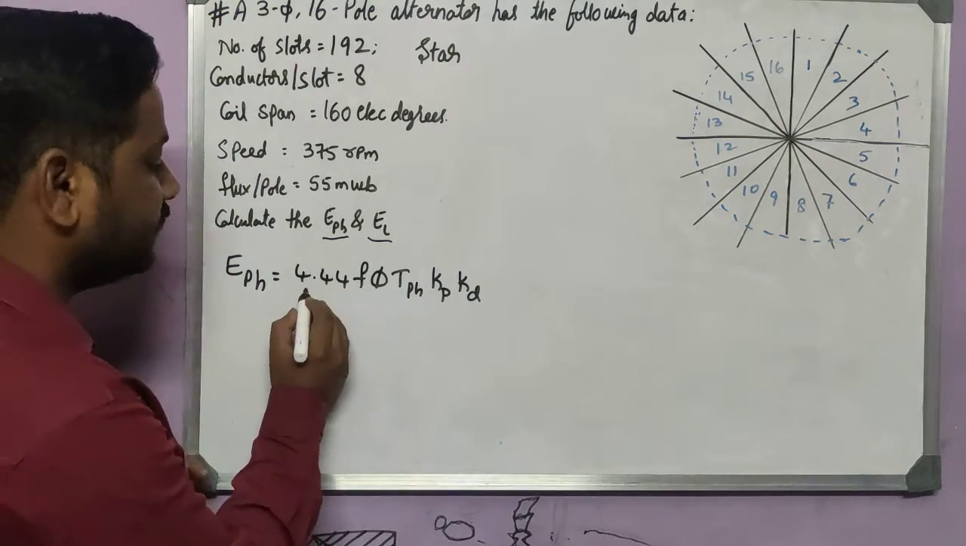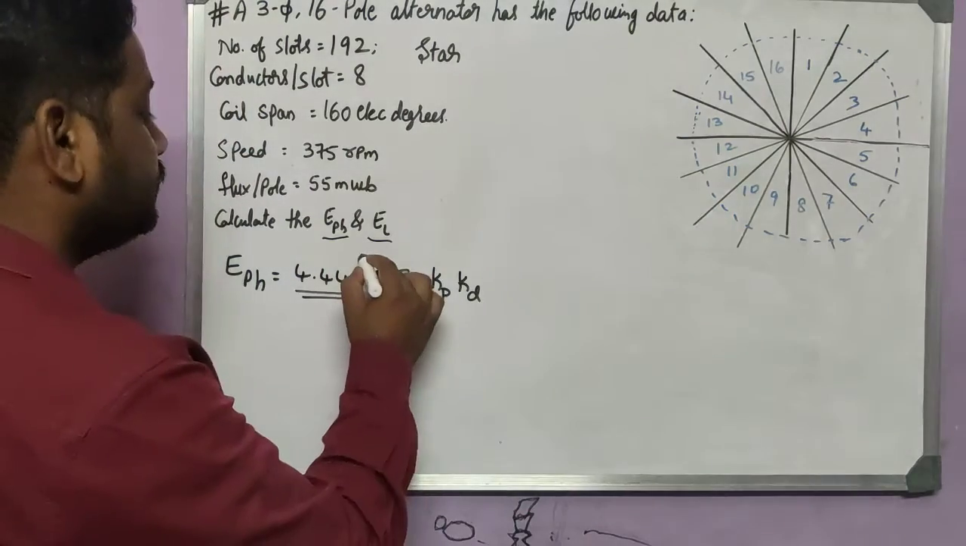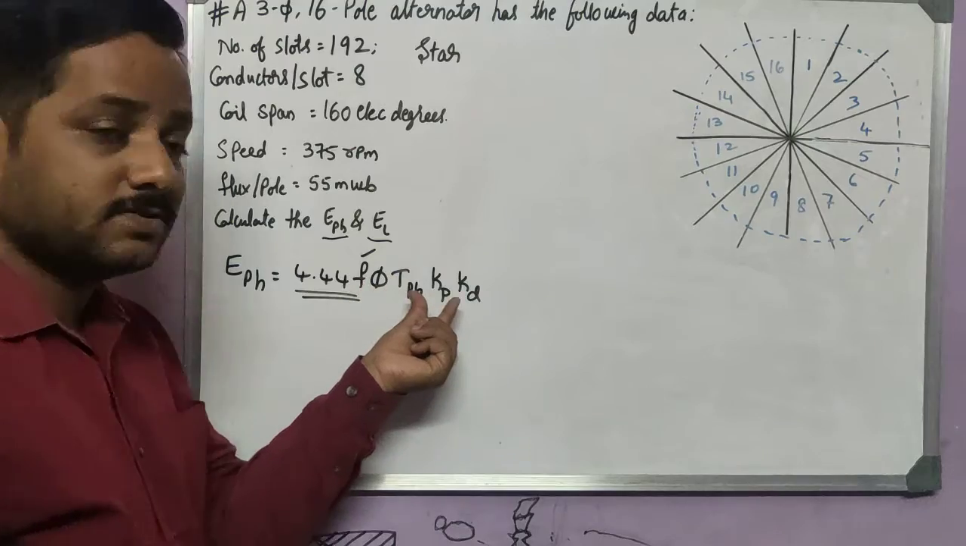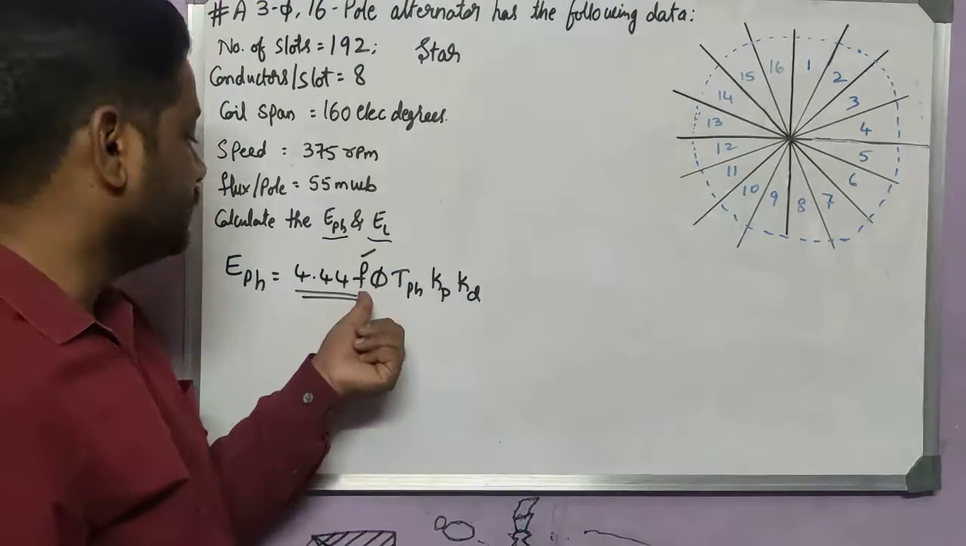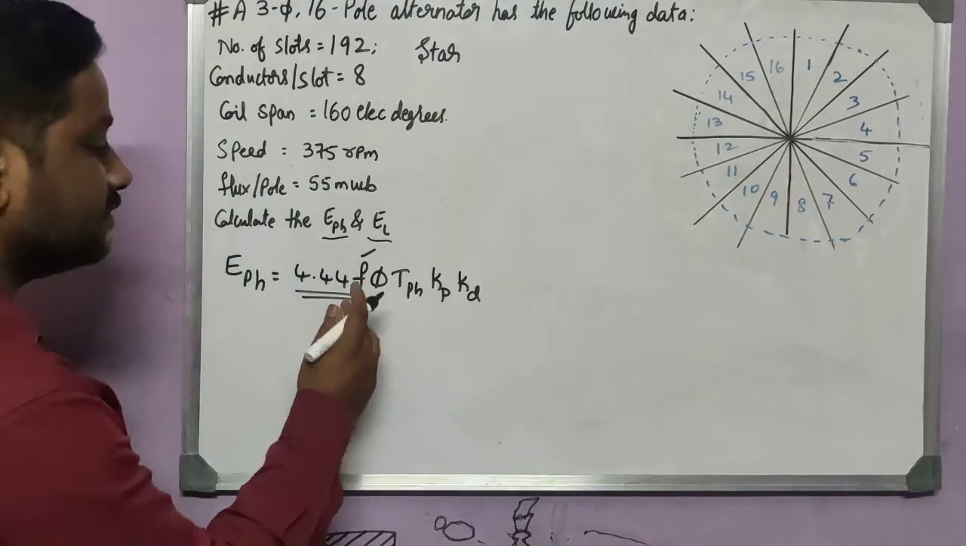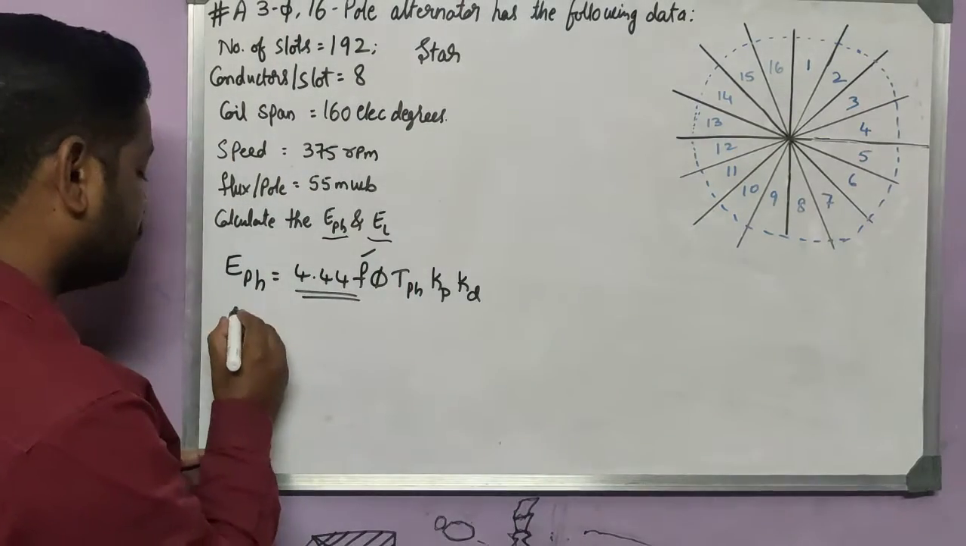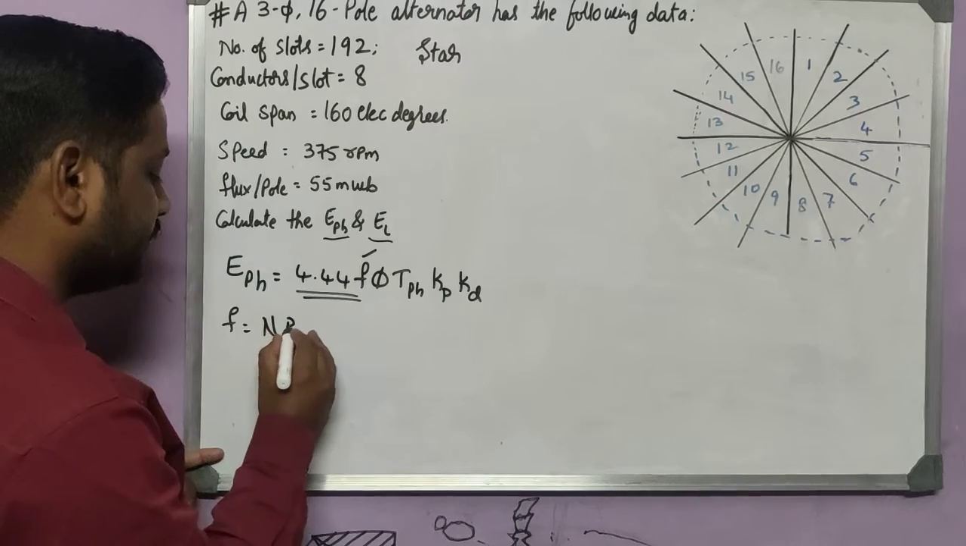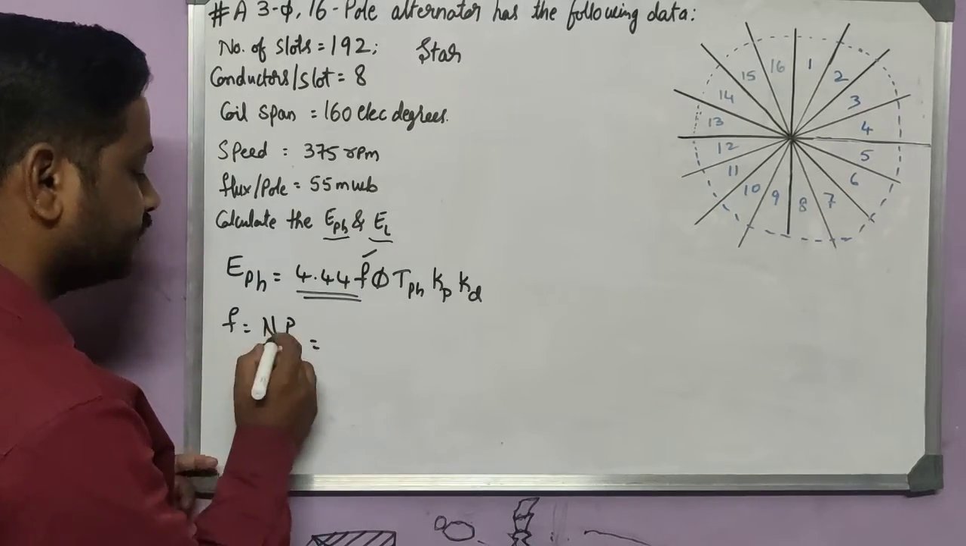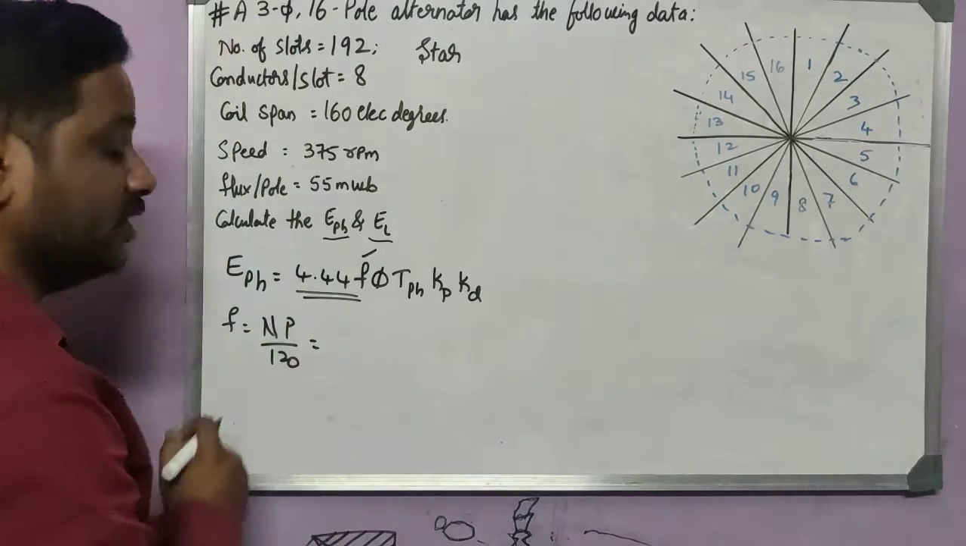So here 4.44 is a constant number. We need to find F. You need to know the values of the individual terms, then only I can find the phase value. So let's see what F is. F is nothing but frequency. In this problem frequency is not mentioned, so you can write a formula. F is nothing but N into P by 120, that is speed into number of poles by 120.